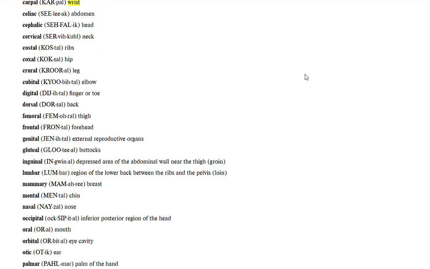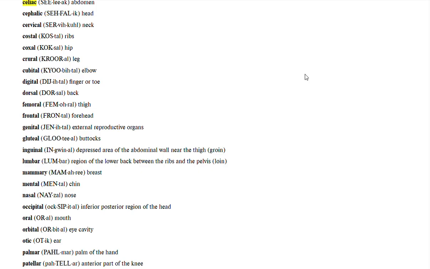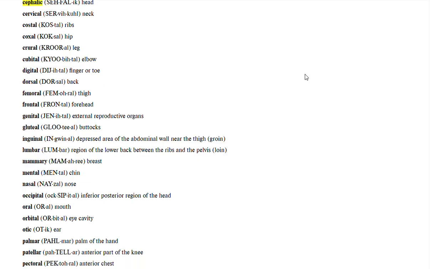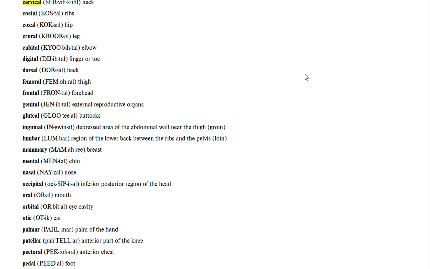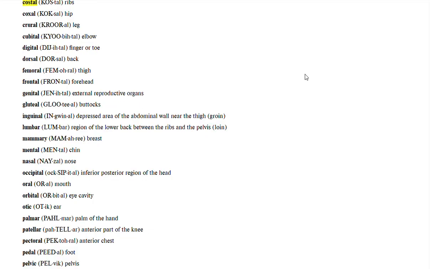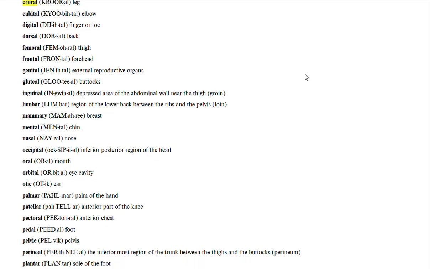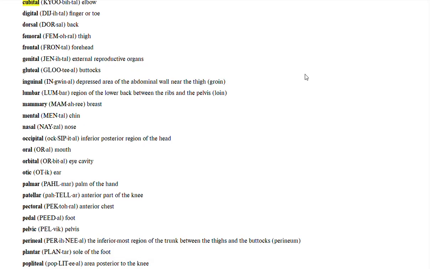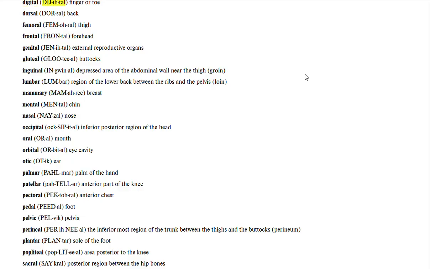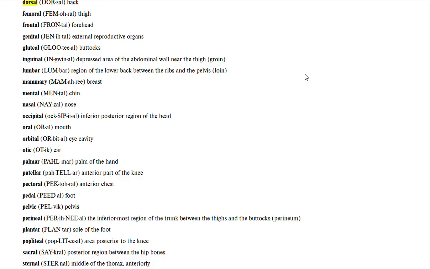Carpal, wrist. Celiac, abdomen. Cephalic, head. Cervical, neck. Costal, ribs. Coxal, hip. Crural, leg. Cubital, elbow. Digital, finger or toe.